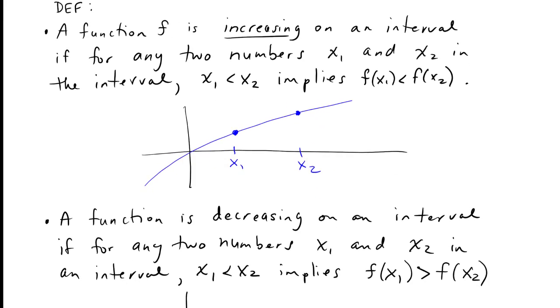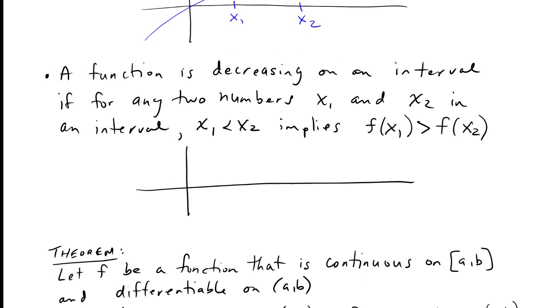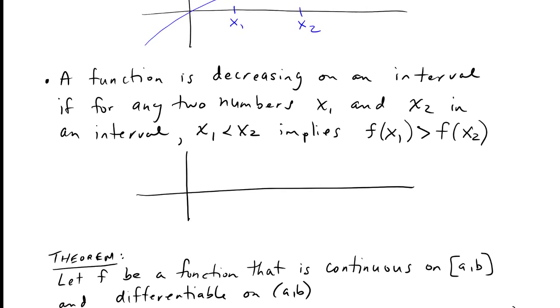Right? So now, what is a decreasing function? A function is decreasing on an interval if for any two numbers x1 and x2 in an interval, x1 less than x2 implies f of x1 is greater than f of x2. So again, if we take x1 less than x2, and we have some sort of decreasing function, then f of x1 is bigger than f of x2. So that's just a way that we can say it more formally.